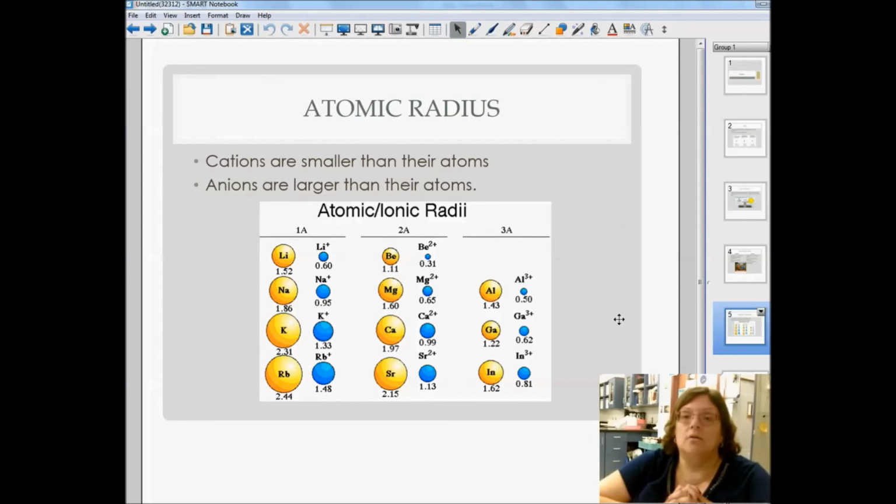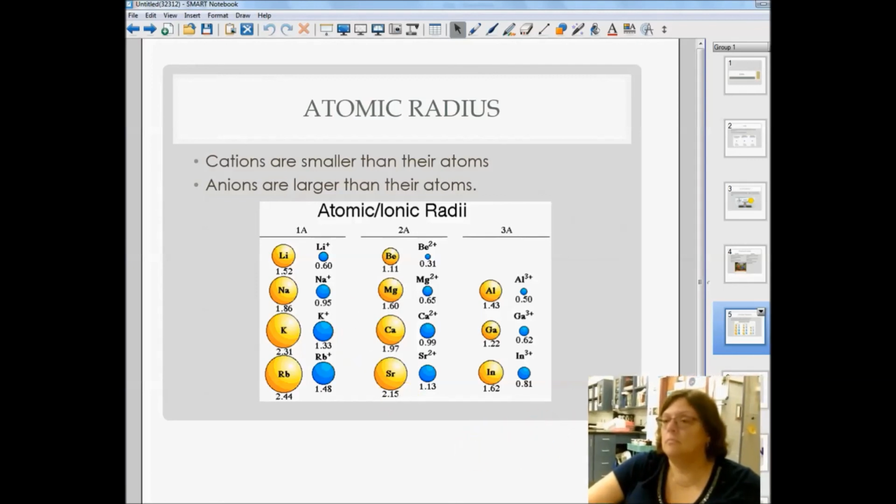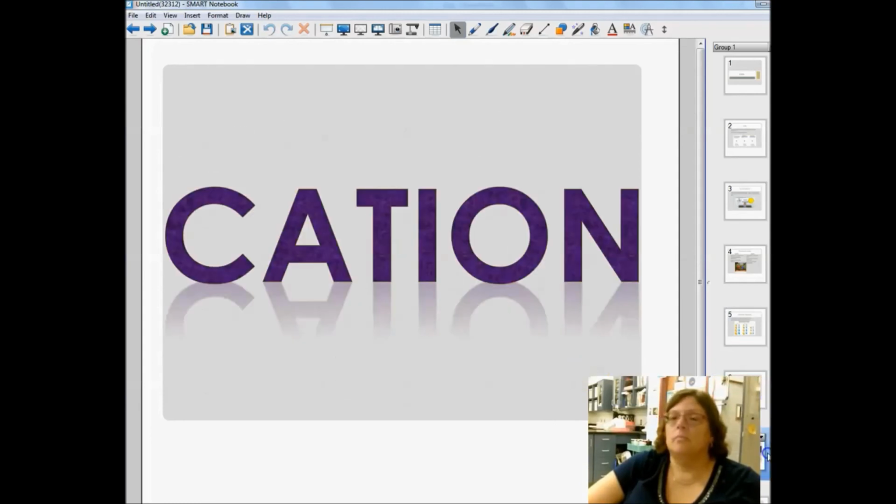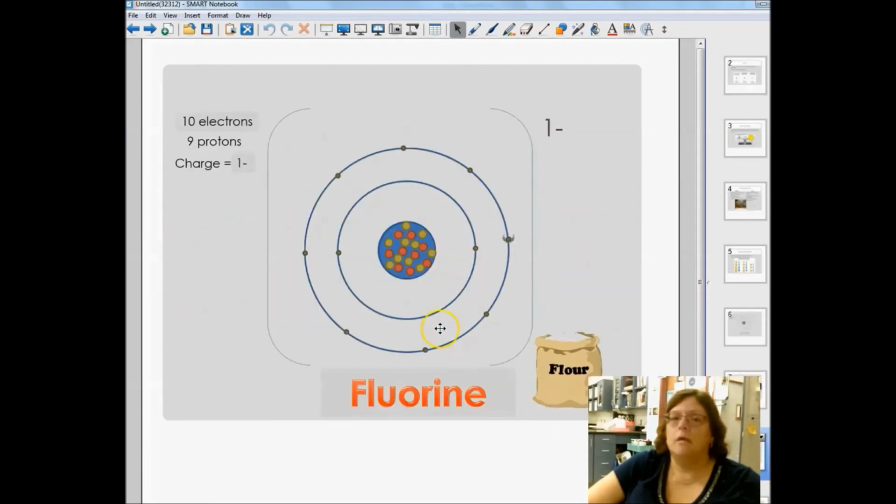Cations are smaller than their atoms. So if you lose an electron, you're actually going to get smaller. Anions, though, if you gain an electron, you bulk out, you get bigger. Lithium forms a cation with a +1 charge. Fluorine forms an anion with a -1 charge.